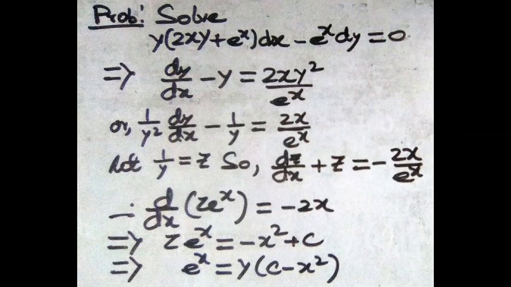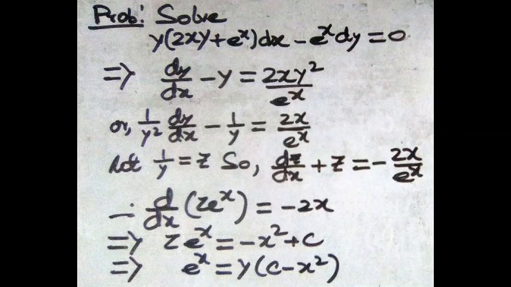So the given equation can be rewritten as dy dx minus y equals to 2xy square by e to the power x. That means after simplification of the given equation. So clearly in the right hand side there is a y square term. So we have to divide the whole equation by y square, and after that we will get 1 by y square dy dx minus 1 by y equals to 2x by e to the power x. So in the right hand side there is simply the independent variable, there is no sign of the dependent variable. So in that situation we have to consider the second term, that is minus simply 1 by y as z.